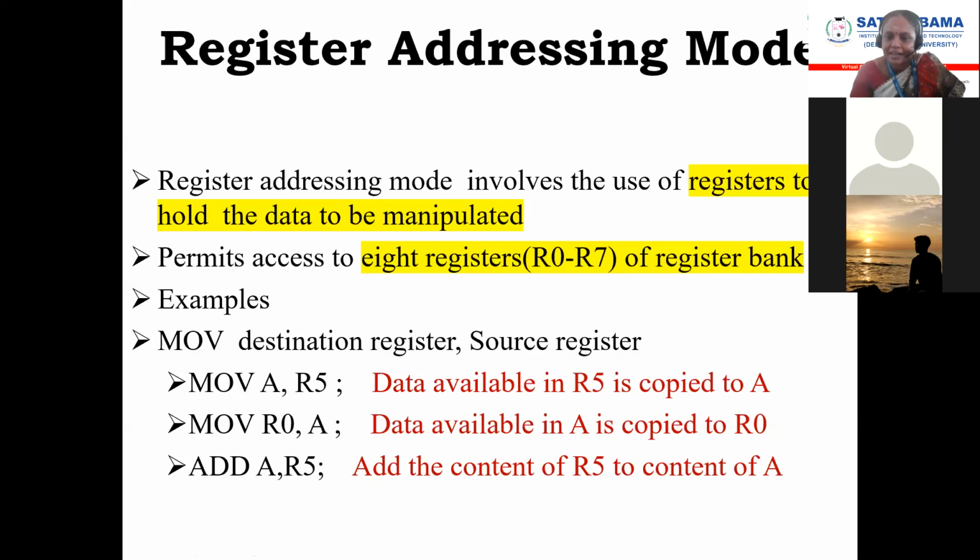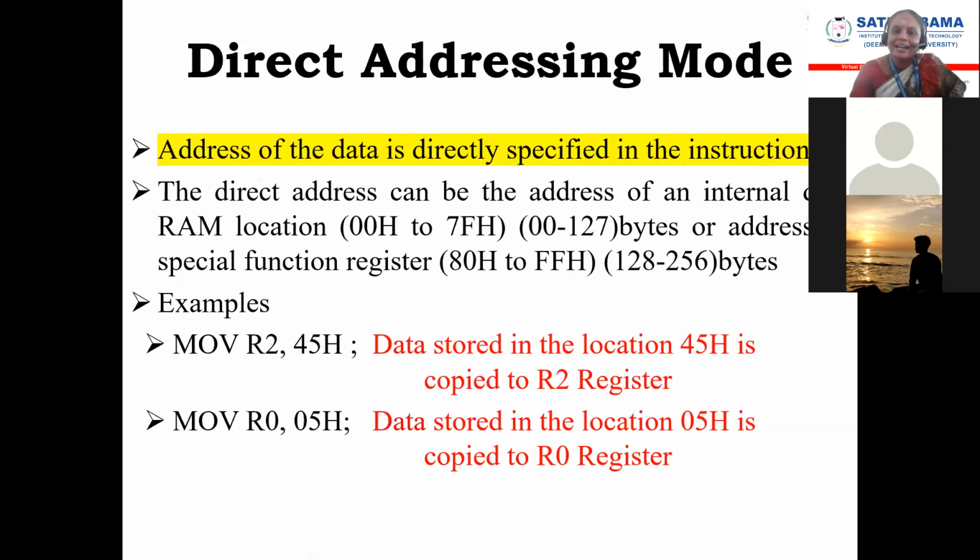So the source register content is moved to the destination register. R5 content is moved to the accumulator. Accumulator content is moved to the R0 register. And adding A plus R5, my accumulator will store the result. This is register addressing mode. Here no symbols are involved. In the first case we put the hash, but here in register addressing mode the syntax is just MOV. Okay, the next one is direct addressing mode.